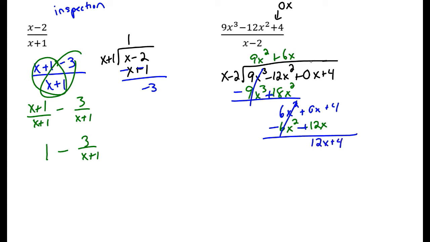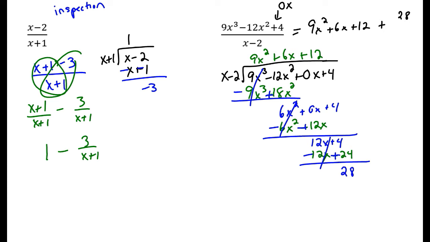We just do it one more time. 12 times x is 12x. 12 times negative 2 is negative 24. Change my signs to subtract. And I'm left with a remainder of 28. So my quotient is 9x squared plus 6x plus 12. That's my quotient, plus 28's my remainder over x minus 2. That's my final answer there. That expression is equivalent to the one that we started with.